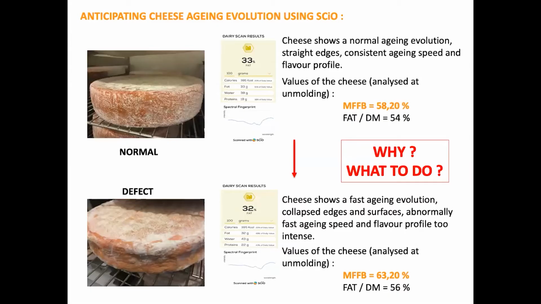Another cheese made shows kind of a toad skin, kind of the edges that collapse. We can think that the paste just under the rind is more liquid, more soft, and we see the fat is more or less the same, 32% instead of 33, so very, very close. But the water content is 43 instead of 39. 4 points difference. This gives us an MFFB value of 63 instead of 58. So the MFFB, the moisture in fat-free basis, is much higher. 5 points is a big, big difference that will affect the aging profile, the texture, the aging speed.